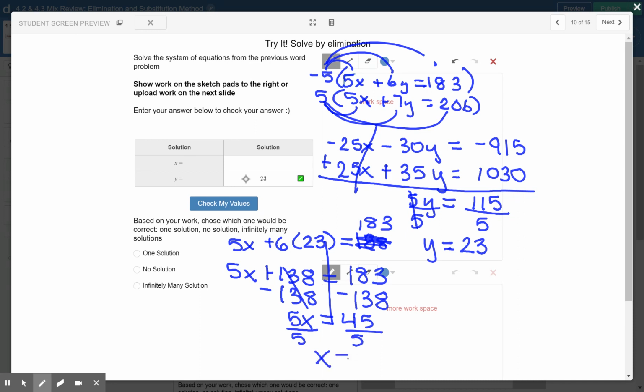So now we just have a one-step. 45 divided by 5 gets you 9. So the cost of the small balloon bouquet is 9. The cost of the large balloon bouquet is 23. And that is technically one solution.